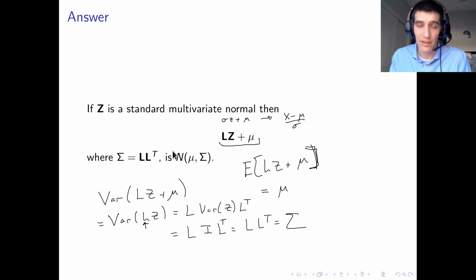The last bit, which I haven't mentioned but should, is that we've said what this thing's mean is and what its covariance matrix is. Again, it is multivariate normal for the same reason we've discussed previously: each element of this random vector is a linear combination of normals, and therefore normal.